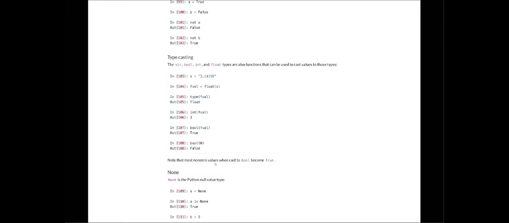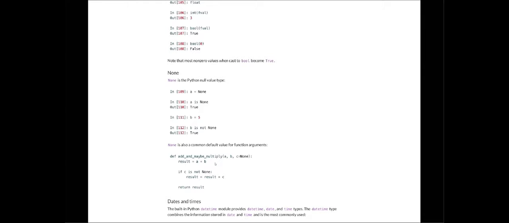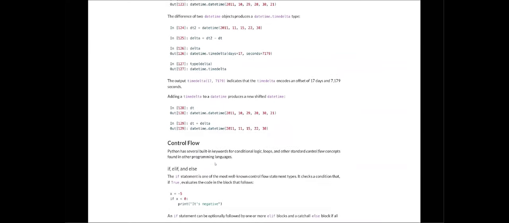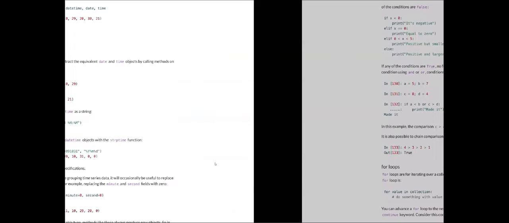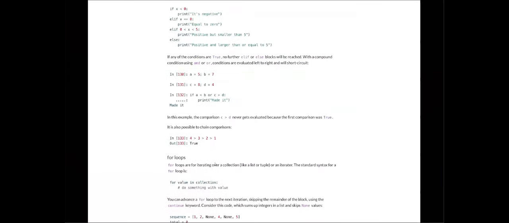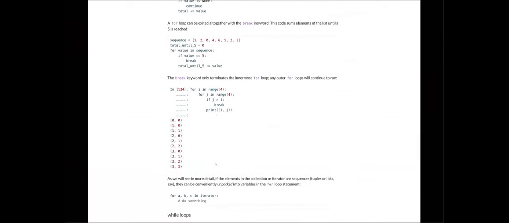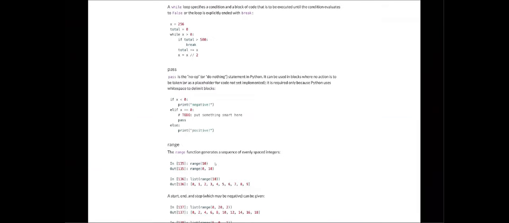And typecasting, and None value. None is the kind of a null value, and then dates and times. It is also very similar to R, like else if, and the for and while loops are also the same. Like the while conditions in here, and then break and pass. Pass and break are also the same functions in R. It's the same. And range is a kind of range function.